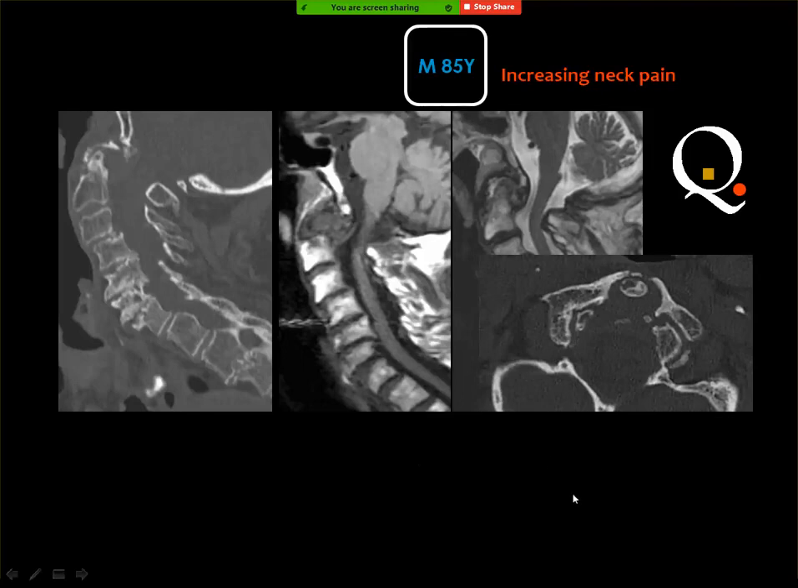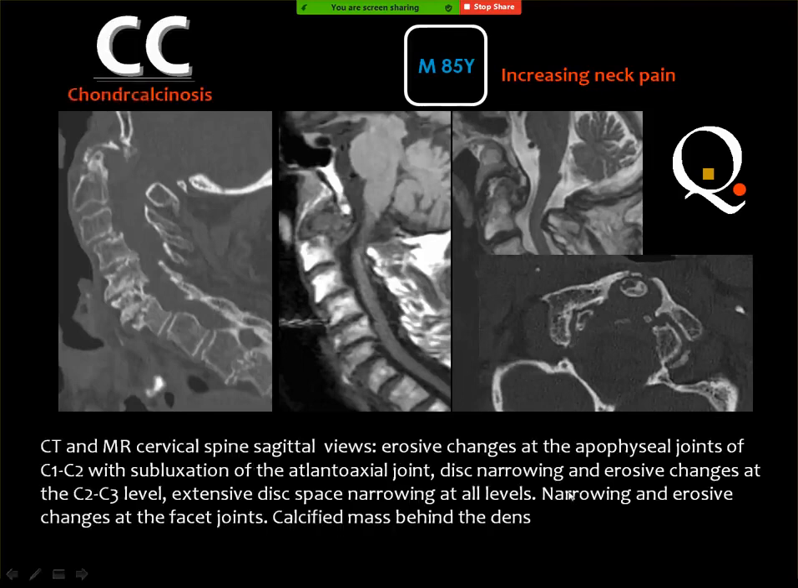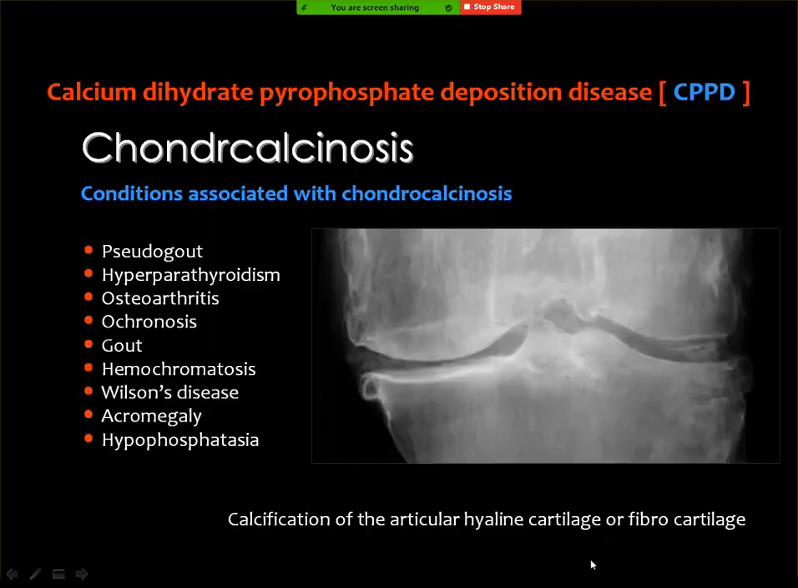These are all possibilities. But if you look carefully here, this is a case of chondrocalcinosis, or calcium pyrophosphate dihydrate disease, which affects predominantly the odontoid process. And it causes some erosion of the odontoid as well as the related arches of the first cervical vertebra associated with the formation of soft tissue mass at that level.